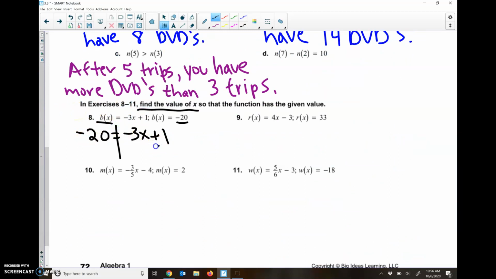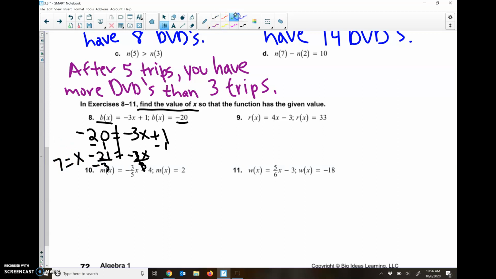I'm going to solve for X. So I have a plus 1, so I'm going to minus 1. That gives me negative 21 equals negative 3X. Divide by negative 3. Divide by negative 3. So you end up with 7 equals X.